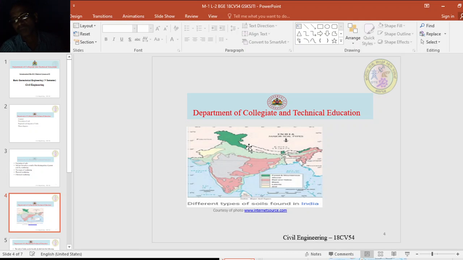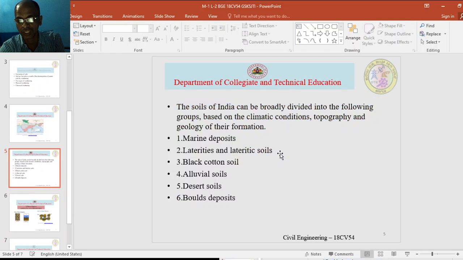So the last one is boulder soil deposit. Boulder soil deposits are available in the Himalaya region, on the top. So Nepal, Himalaya region. The problem of this soil is that the laboratory test, whatever you do, will not reflect the actual behavior of the ground condition, because each boulder has a different behavior that cannot be simulated in the laboratory. So these are all about the regional soil deposits in India. So this is about the six different deposits in India.